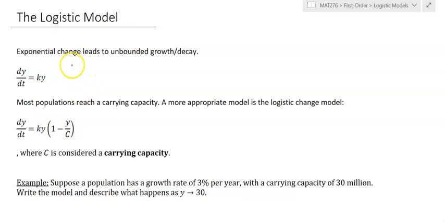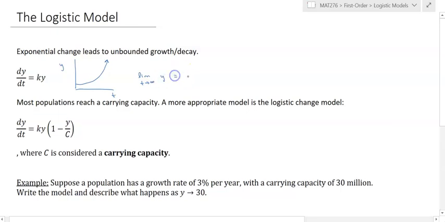But that growth is constant growth, and the growth accelerates because as y gets bigger, then k times y will get bigger. And so what we end up with is a function that just continues to go on towards infinity. So we would write, in terms of calculus, we'd say that as t approaches infinity, y goes to infinity.